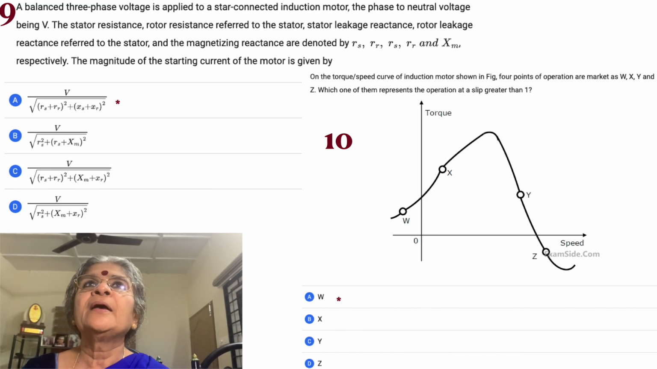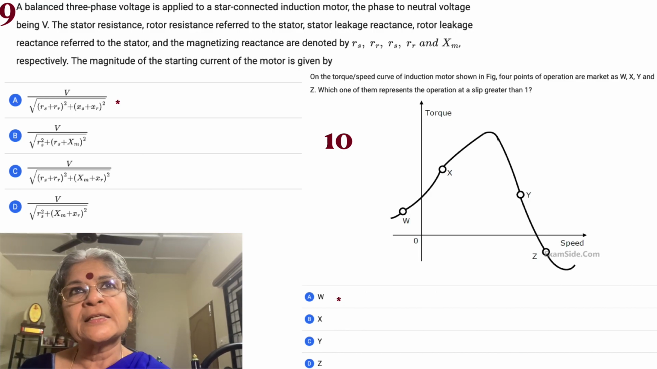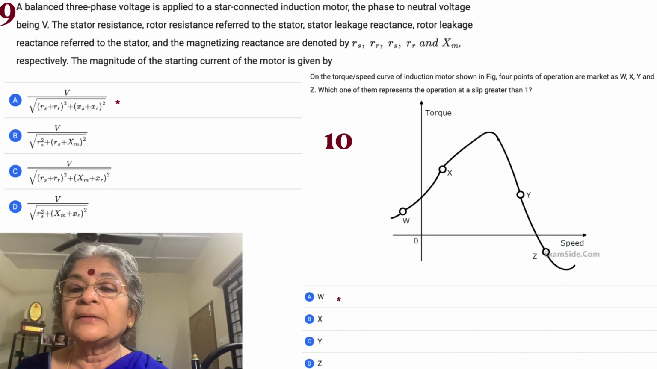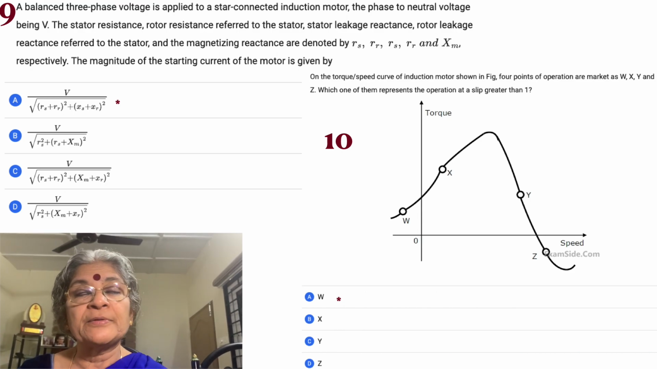So it's simply V divided by the square root of (RS plus RR) whole square plus (XS plus XR) whole square. There's no S, because at starting, that's what is asked, slip is equal to 1. Because slip is (ns minus n) divided by ns, and at starting, n is equal to 0. The machine has not yet started.